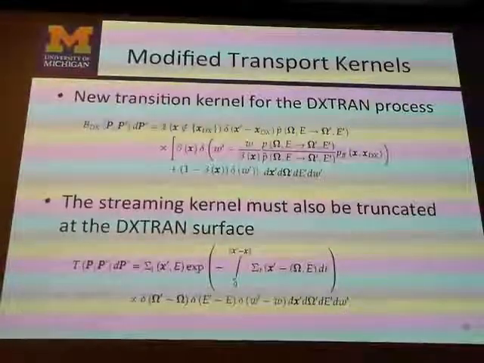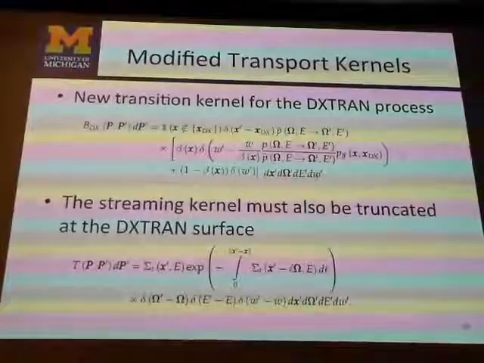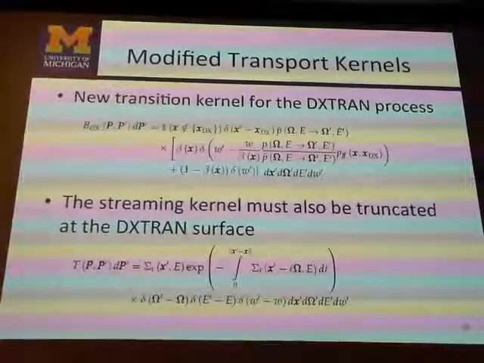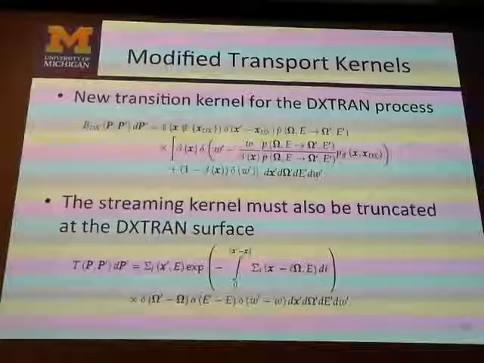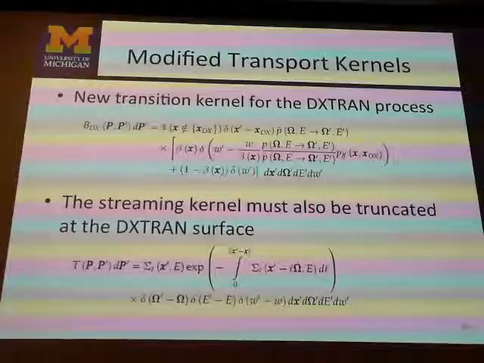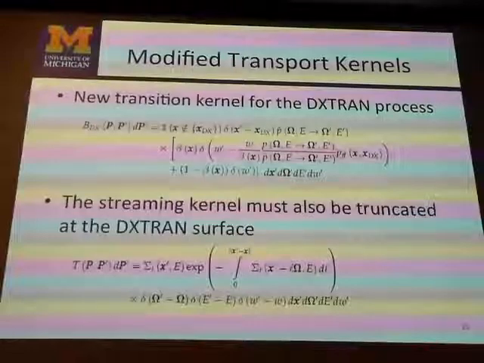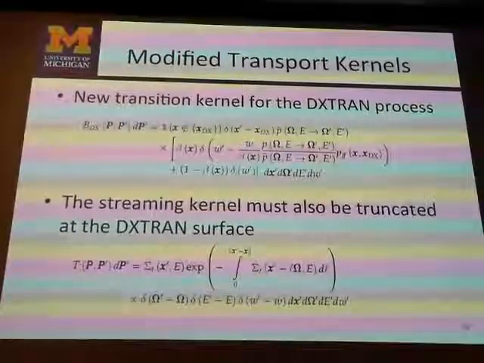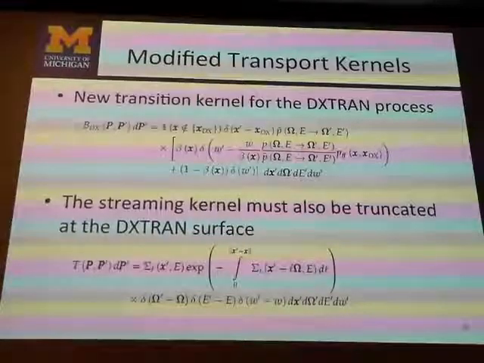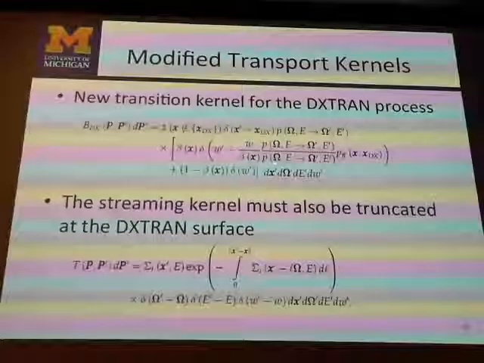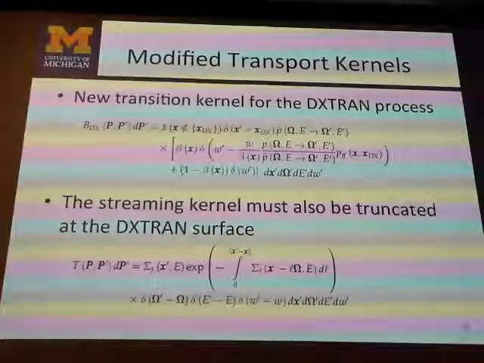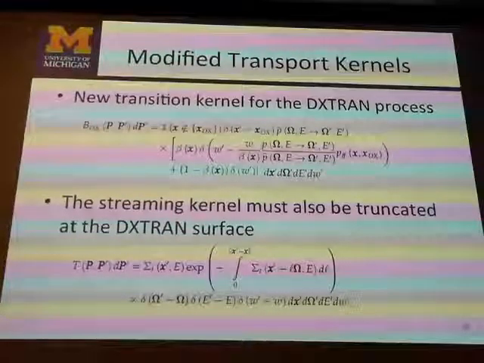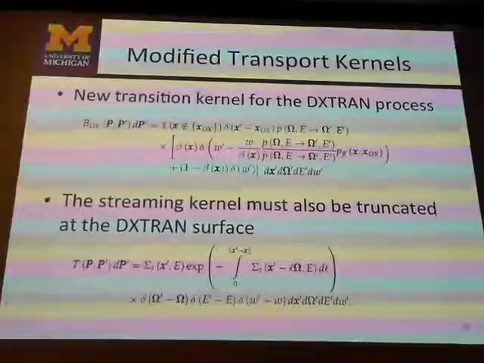Okay, here's the math. Just so you know, my research group does math. I don't want to belabor this point, but we had to develop a new transition kernel for the DXTRAN process. So this one right here does the teleportation of particles. If you're not in the DXTRAN sphere, this Dirac delta just moves you to a randomly sampled point on the DXTRAN sphere with some first flight attenuation reduction weight with some biasing parameter we call beta. I don't want to belabor the details, but there's some math on it.